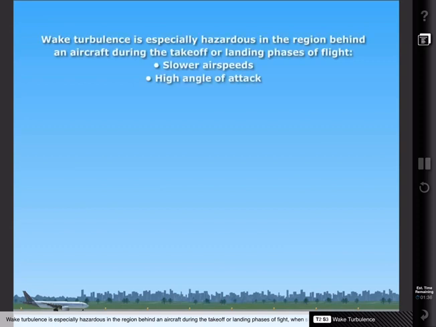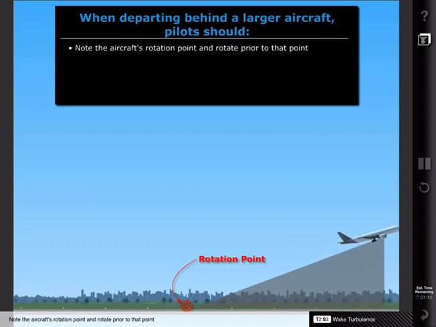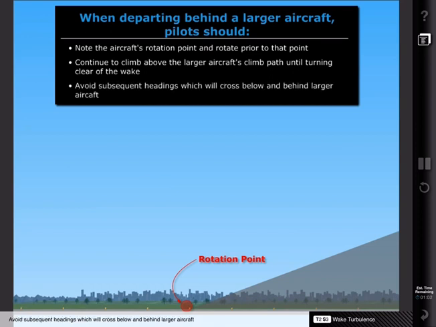Wake turbulence is especially hazardous in the region behind an aircraft during the takeoff or landing phases of flight, when slower airspeeds and a high angle of attack maximize the formation of strong vortices. When departing behind a larger aircraft, pilots should note the aircraft's rotation point and rotate prior to that point, continue to climb above the larger aircraft's climb path until turning clear of the wake, and avoid subsequent headings which will cross below and behind larger aircraft.